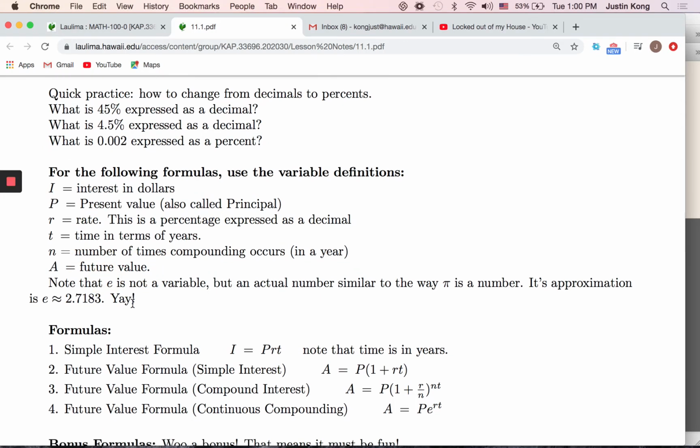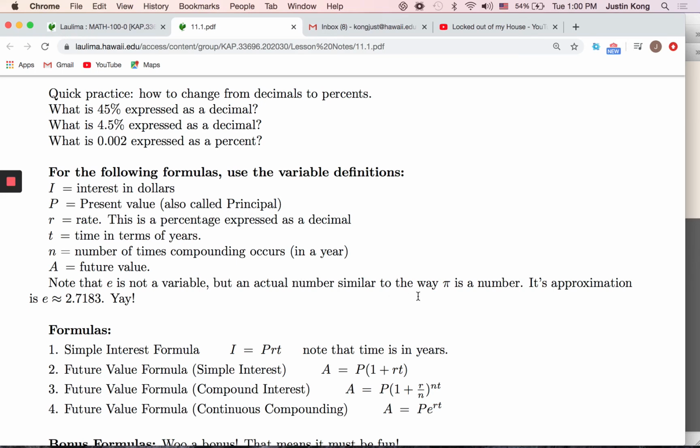Okay, now one note, you'll also see this other letter E inside a formula sometimes, but this E is not a variable like these guys. These guys can be things that change, right? Variable means I could plug in different numbers, and the other ones are going to vary depending on that. But E is not like that. E is actually just a number, similar to the way pi is a number.